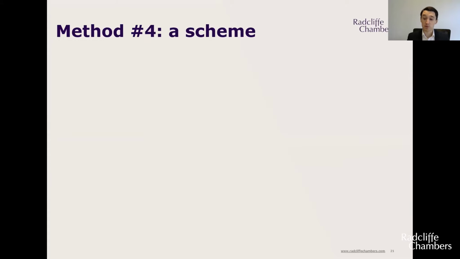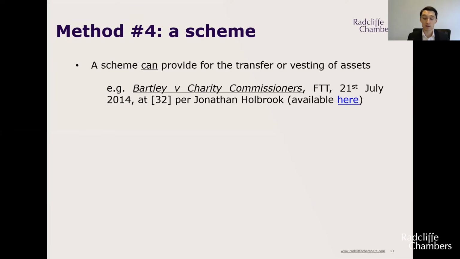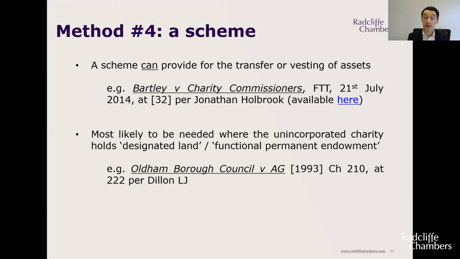The fourth option open to trustees to transfer assets to an incorporated charity is to invite the Commission to make a scheme. When the Commission makes a scheme, it can direct that assets shall be transferred or vested in a new charity. In practice, you're most likely to be considering a scheme if the unincorporated charity holds designated land or functional permanent endowment, or a scheme is the only way that the charity trustees can gain the power to incorporate in the first place.